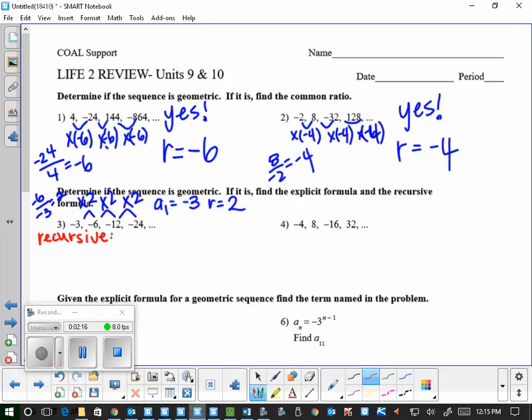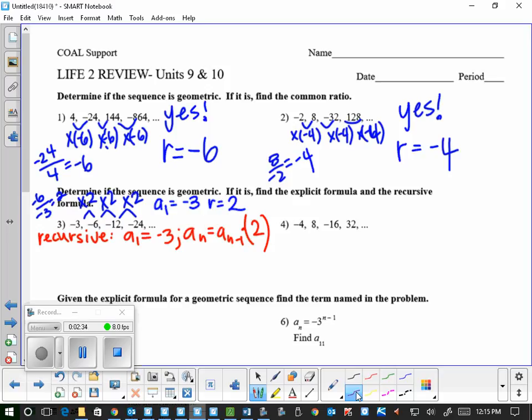We're first going to write the recursive formula. We have to state the first term first. So a sub 1 equals negative 3, because you have to have a starting point. And then a sub n equals a sub n minus 1 times 2. So that is the recursive formula.